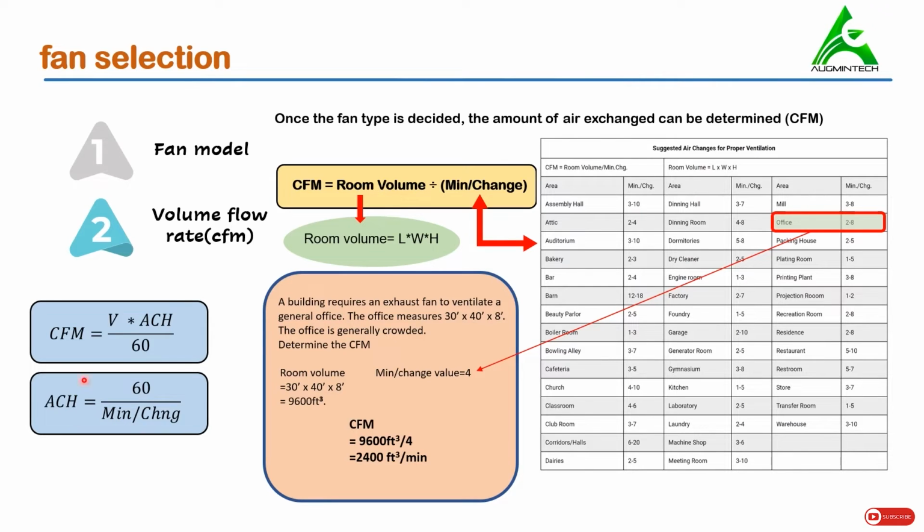Now this value of ACH you can use in this formula. The results are going to be the same. Again, I'll repeat since the concept is very important. The table of minutes per change is provided by fan manufacturers, and if you have that, you will be using this formula. And if you have the value of ACH, then this formula will be used.